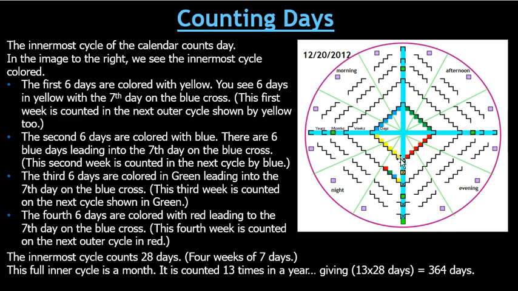The innermost cycle counts 28 days. 4 times 7, so you have 4 weeks of 7 days. This full inner cycle is 1 month, so it is counted 13 times in a year, giving 13 times 28, which is 364 days. So if you just go around this cycle 13 times, you're going to end up with 364 days. You're still a day short. So there's going to be a day counted at the end of every year, and I'll show you how that's done.